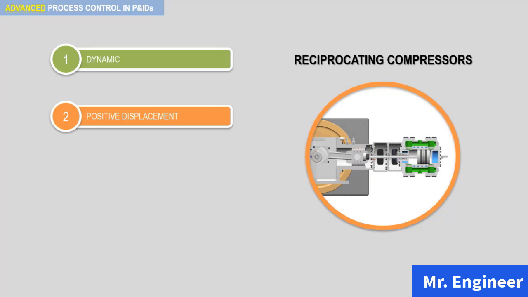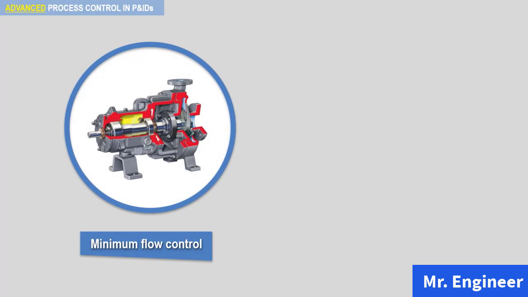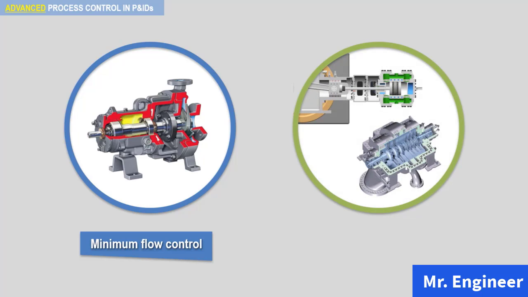Control systems for compressors are very similar to pump control systems. Both need to have capacity control. But despite the fact that we don't need minimum protection for positive displacement pumps, as we have seen in a previous video, we do need it for positive displacement gas movers. Minimum protection for pumps is referred to as minimum flow control. And for gas movers or compressors, it is called surge protection.